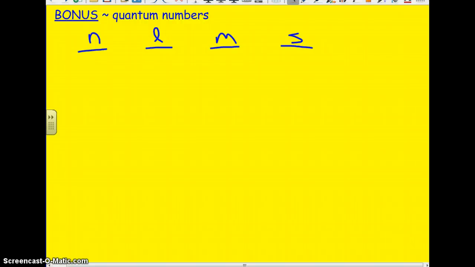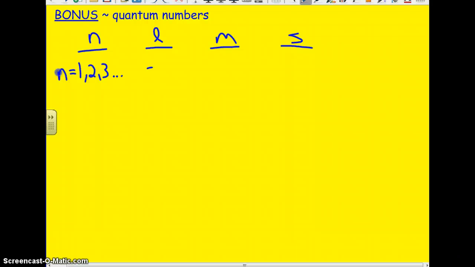This is how to do the bonus for Chapter 5, quantum numbers. They are n, l, m, and s. Values for n include 1, 2, 3, and so on. That matches the energy level.